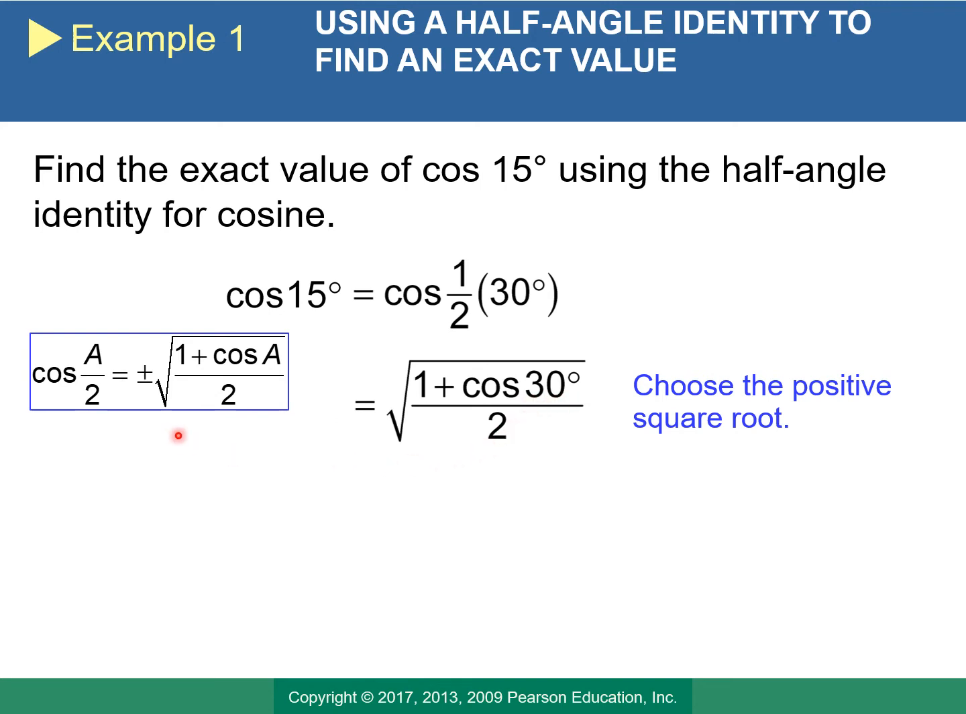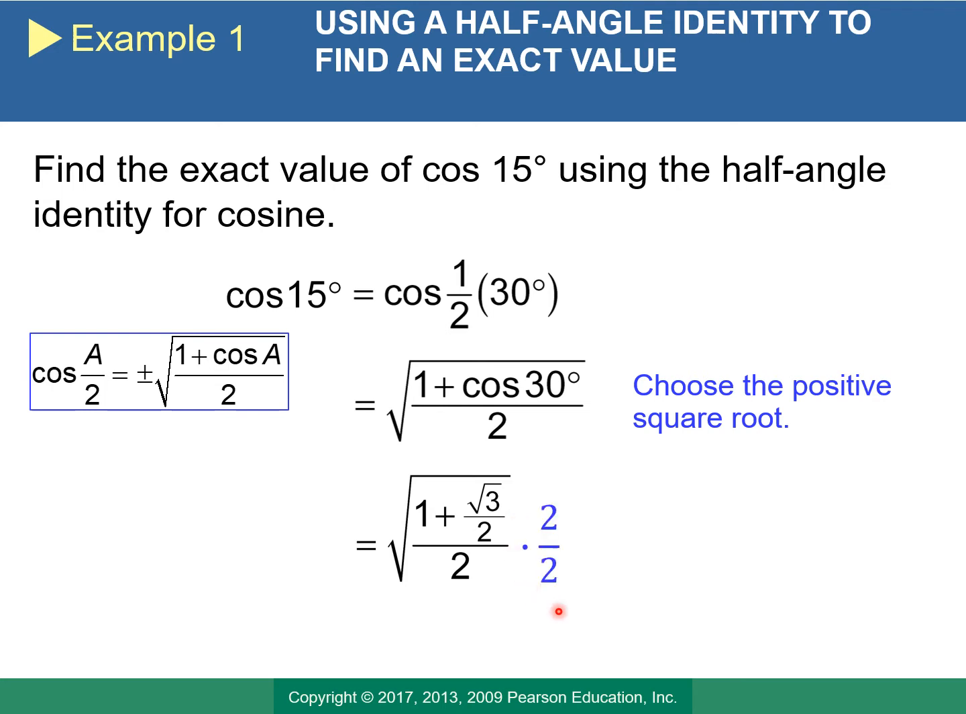And then we pick this positive, notice there's a plus and minus here. We pick the positive square root because 15 degrees is in quadrant 1 and cosine is positive in quadrant 1. All right, and then we knew the exact value of cosine 30 degrees, it is square root 3 over 2. And we'll just simplify this answer to make it look a little bit nicer.